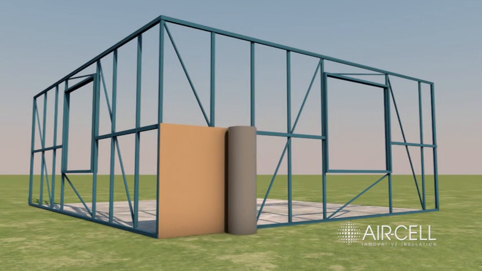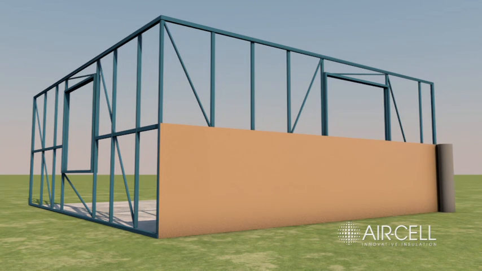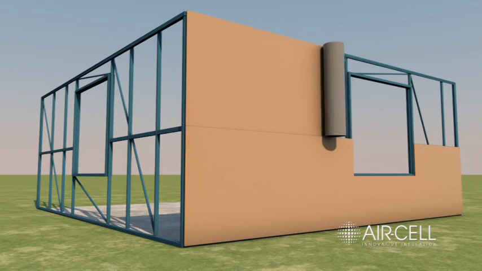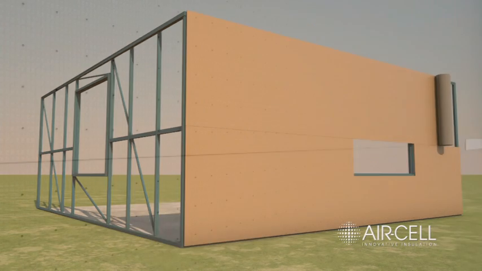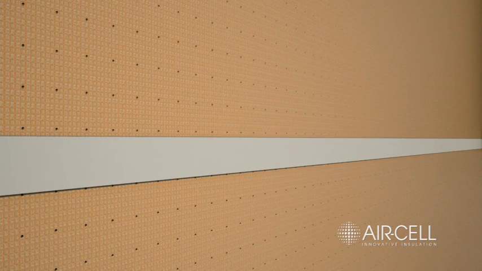Fix AirCell loosely to the outside of the frame using wafer head screws, tape or otherwise, while leaving flexibility for it to be dished into the wall cavity between the studs. Using a sharp blade or scissors, cut AirCell carefully around doors, windows and other openings so that it neatly abuts to the frames. Butt join rolls of AirCell and tape with 48 mm wide reinforced foil tape.